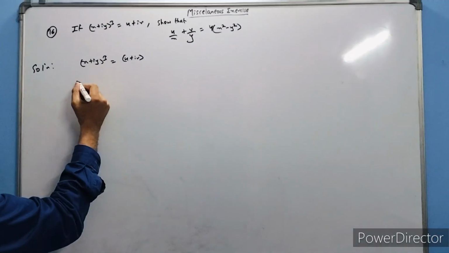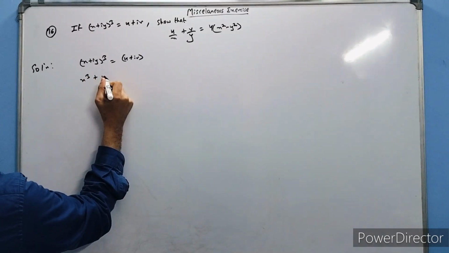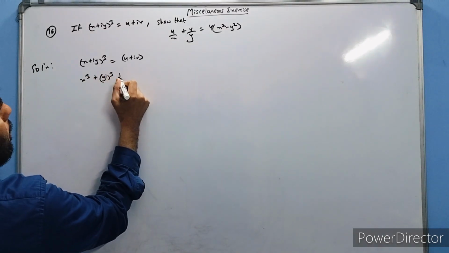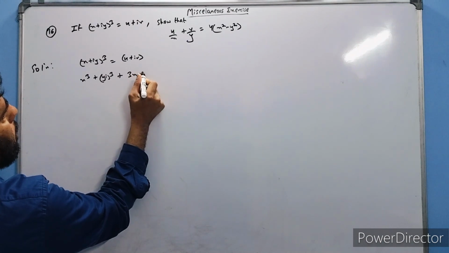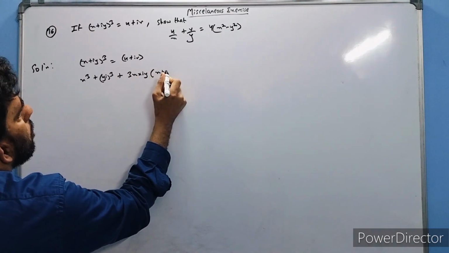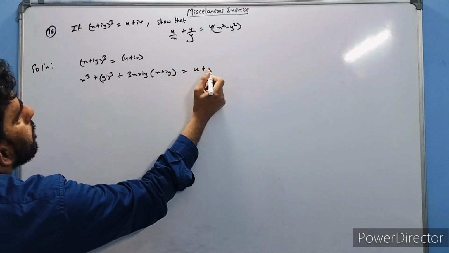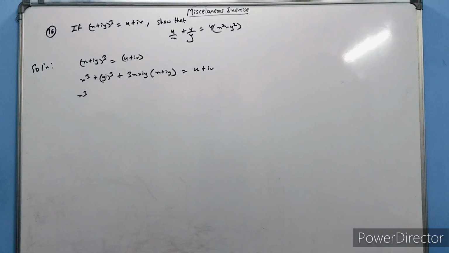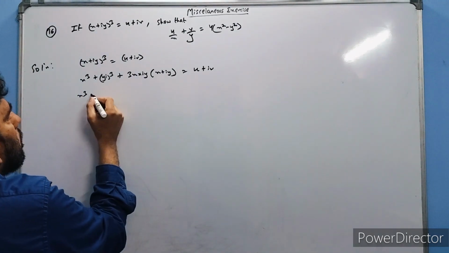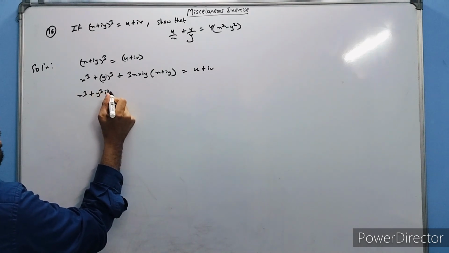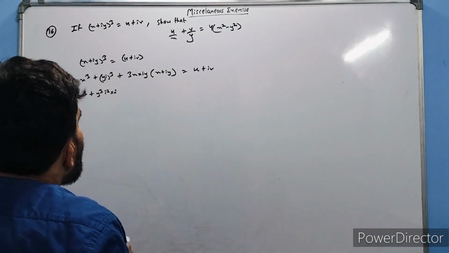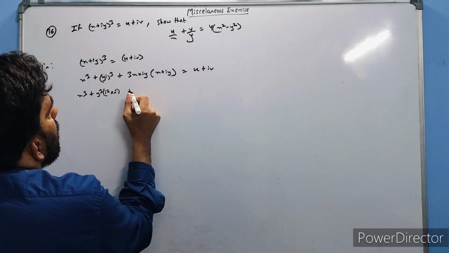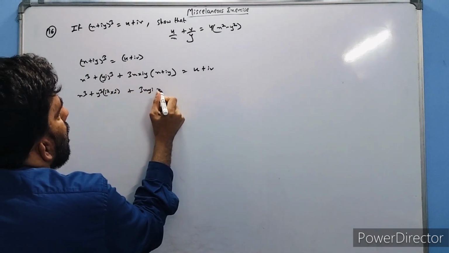So now let us try to put the formula for (a+b)³. That is a³ + b³ + 3ab(a+b) is equal to u + iv. So now what I have here, x + iy whole cube, so i³ we have, so I can write it as i² into i, plus I have 3xy(x+iy).